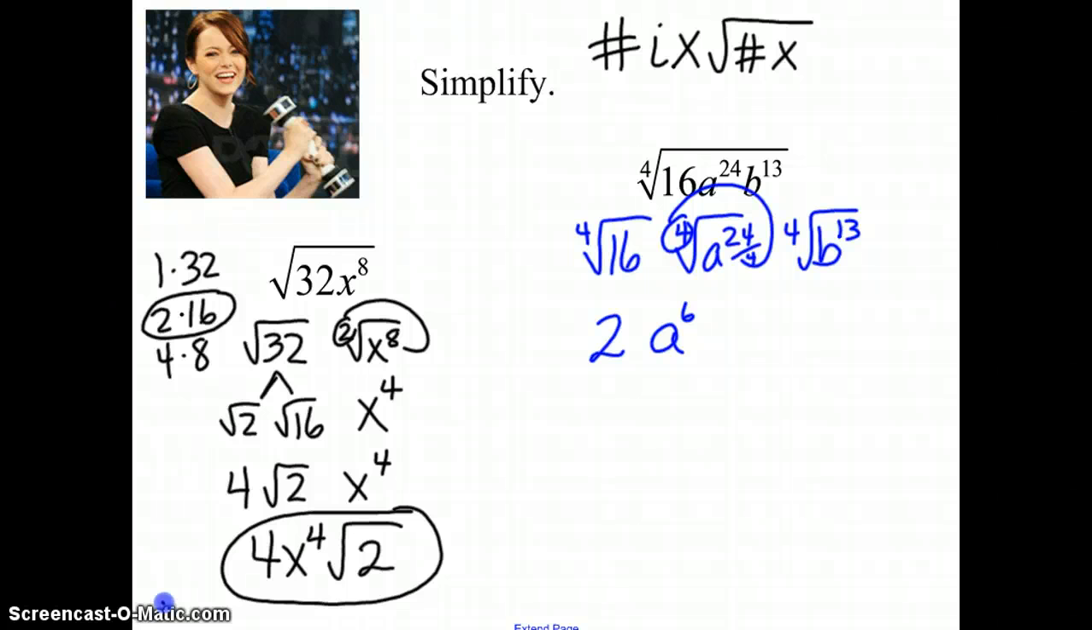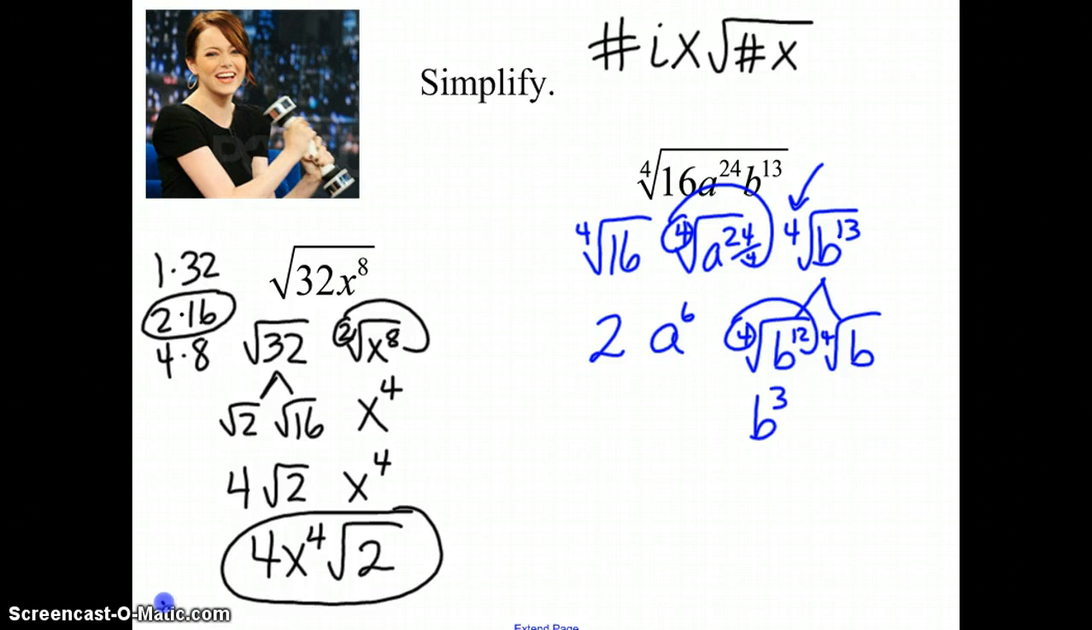This last one is where the trick is again. I realize that 13 divided by 4, not friendly. So what I need to do is, because it's a 4th degree, break it into a multiple of 4 and whatever's left over. In this case, b to the 12 and b. Because 12 is a multiple of 4, that's what I break it into. The 4th root of b to the 12, if I bring this around, it's b cubed. 4th root of b to the 1st, not friendly, so it stays as is.